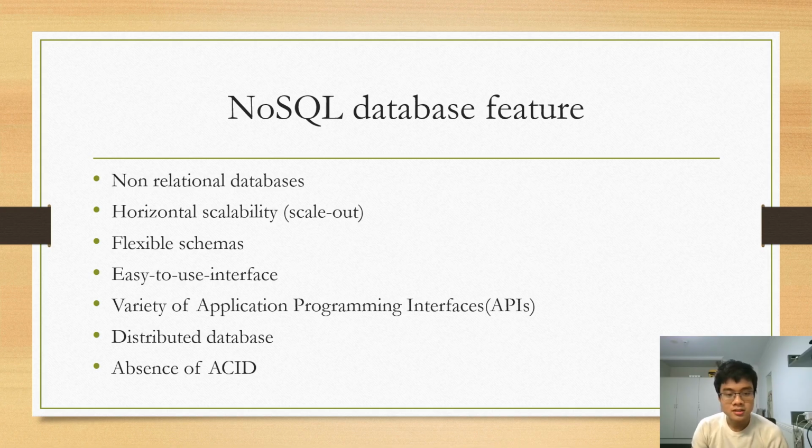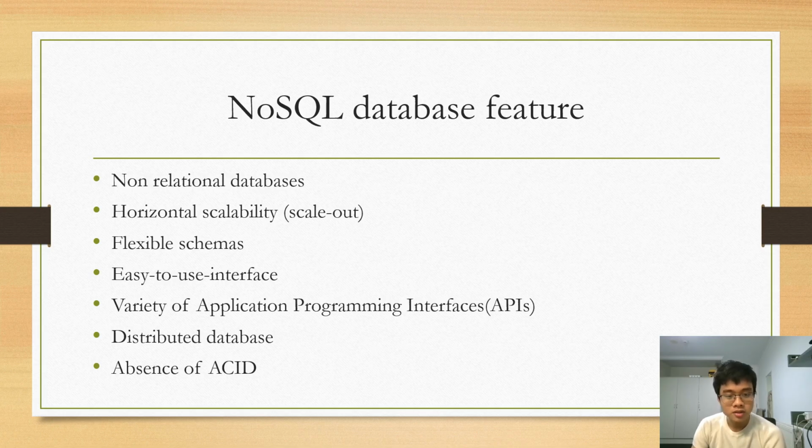Next, flexible schemas. A schema is a template that outlines the structure of a database. Next, easy to use interface. An easy to use interface is a user interface that allows the user to complete tasks without difficulty. Next, variety of application programming interface. It's an interface used to communicate with the database. Since there are many types of non-SQL database, the API used would be different in different types of non-SQL database.